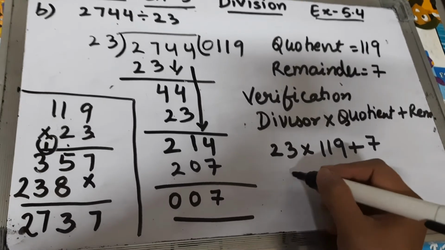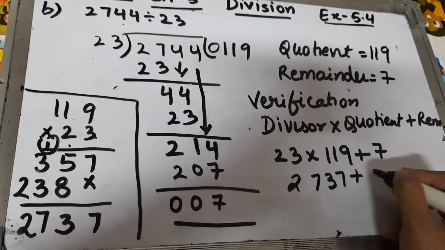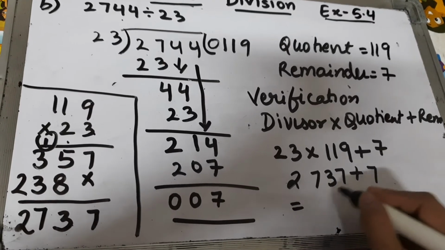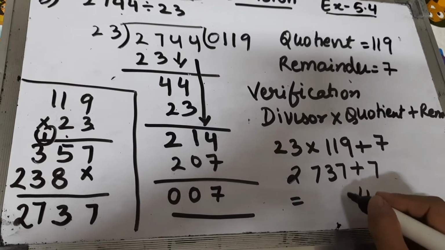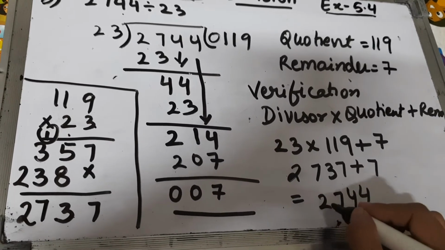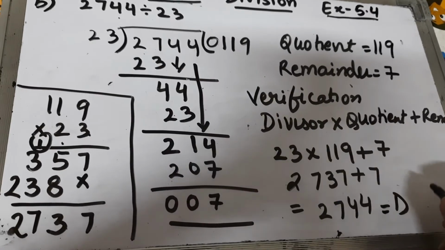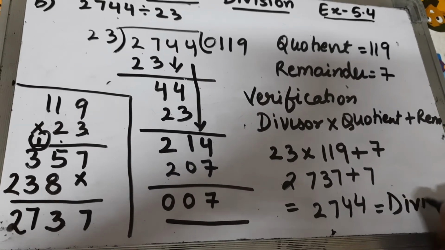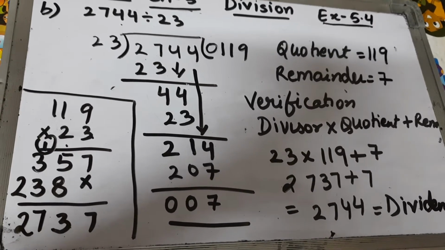So it will be 2737 plus 7. Add 7 to it, and after adding what will we get? 7 plus 7 is 14, 3 plus 1 is 4, 7 and 2. This is equal to our dividend. You can check that our dividend is also 2744. So this is equal to our dividend. This is the B part of question number 2.